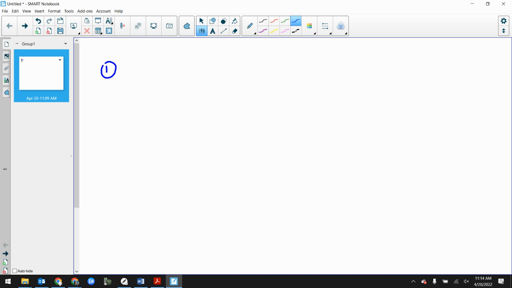Here's number 1. I have the integral of the square root of 3 plus 4x dx. Oh, I forgot to get this going too.